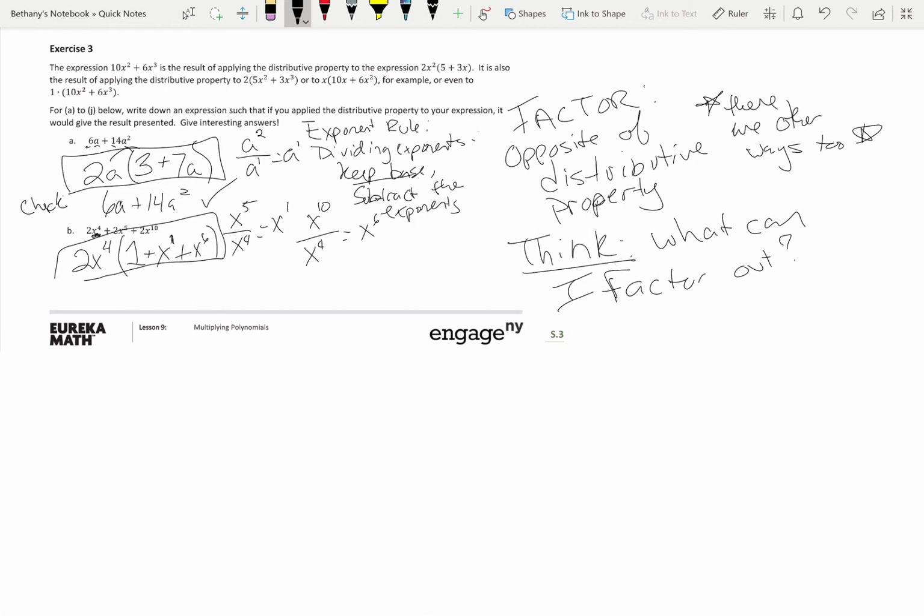And again, you can check you're correct by distributing. 2x to the 4th times 1 is 2x to the 4th. 2x to the 4th times x is 2x to the 5th. 2x to the 4th times 6x to the 6th is 12x to the 10th. I'm correct.